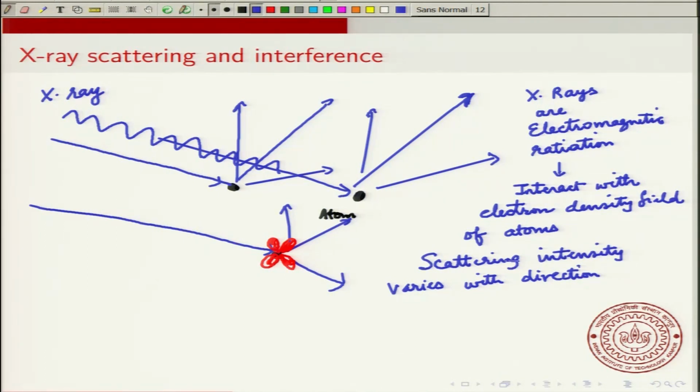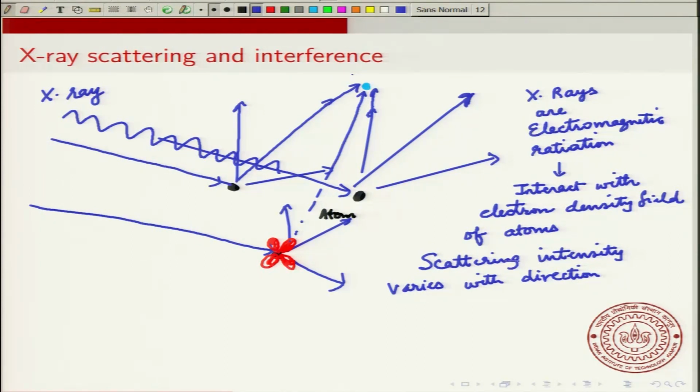Now, what we see is that if you look at some faraway point, let's say you look at this point, this point is getting X-rays that are scattered by different atoms. So, it is getting an X-ray, let us say scattered by this atom, by this atom. Maybe there is some X-ray that is being scattered by this atom that is also interfering. So, there are a lot of X-rays coming due to scattering from different atoms at any point.